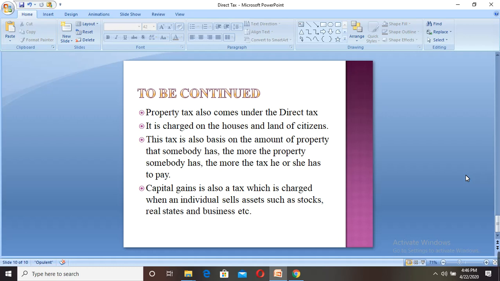And in the same case, the more property somebody has, the more tax he or she has to pay to the government. So that is why direct tax is also called a progressive tax, and it is promoting social equality as well. And capital gains is also a tax which is charged when an individual sells assets such as stocks, real estate, and business. It is called capital gains tax.